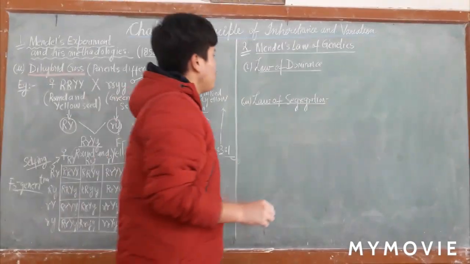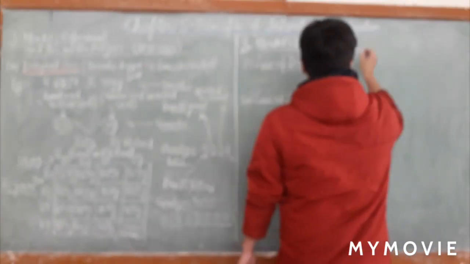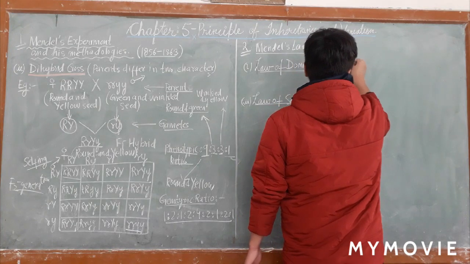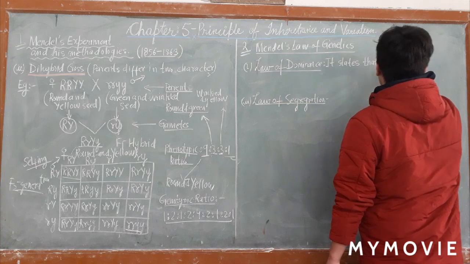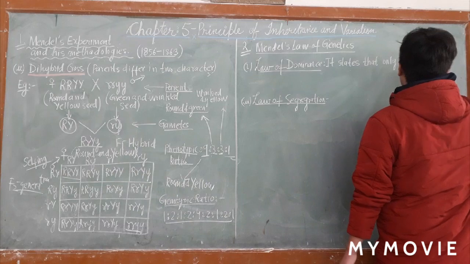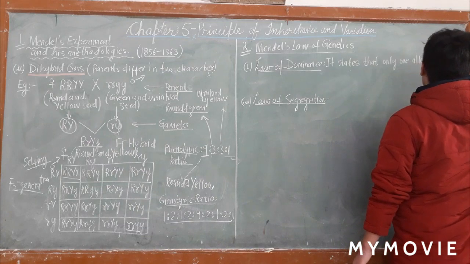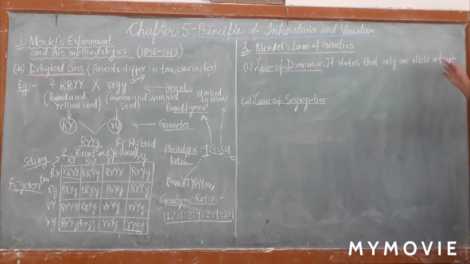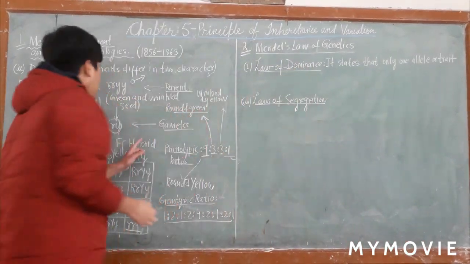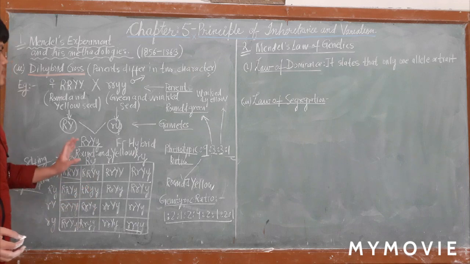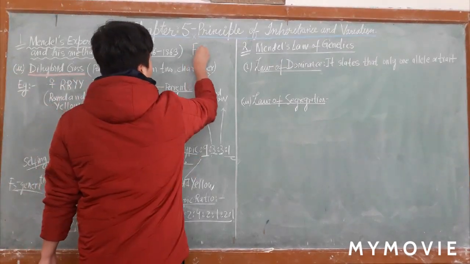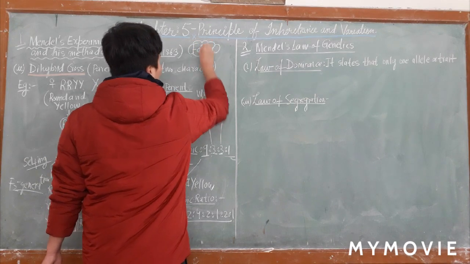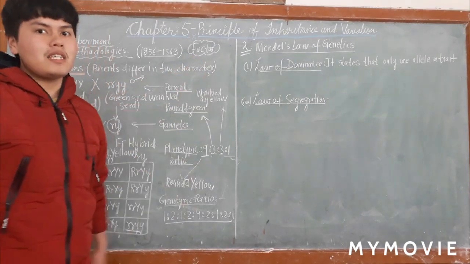So when we write the definition of the law of dominance, it states that only one allele, or you can say trait, controls the character. Allele controls trait and gene controls character, okay? So gene is also called Mendelian factor because Mendel gave it the name factor.